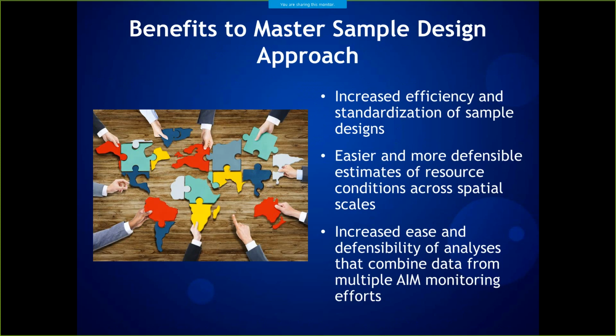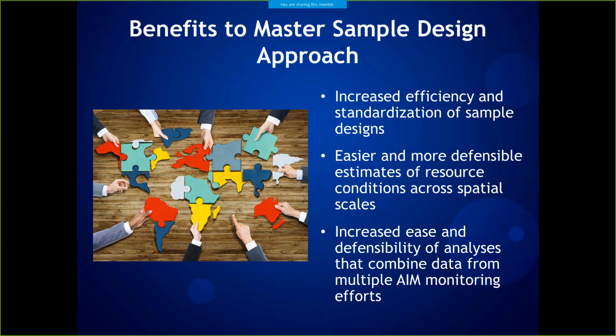So the benefit of the master sample design approach is that it increases efficiency and standardization of sample design. So you can have multiple different entities, organizations, jurisdictions that are selecting from the same master list. And then once you've selected from that, and you know how people selected from that, you can bring that information back together. So everyone takes their own small piece of the puzzle and then puts it back together to make a bigger picture. It creates an easier and more defensible estimate of resource conditions across the spatial scale. Again, everyone has their own small piece of the puzzle based on their jurisdiction and their need, and you know that, and when you're doing the analysis, you can pull information back.